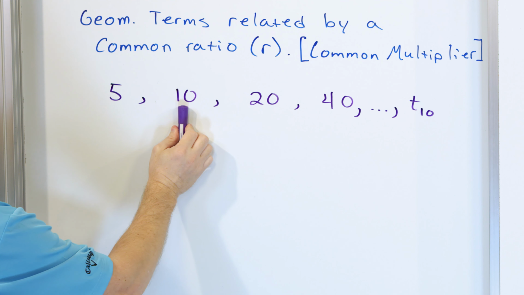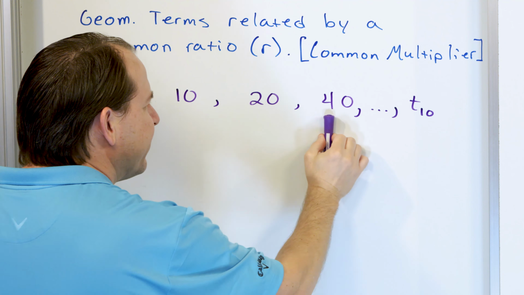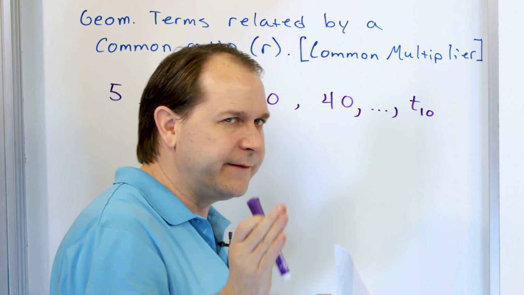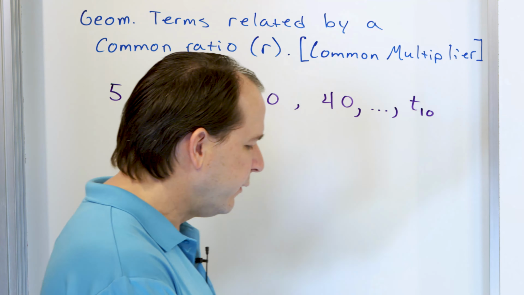Here I've added 5 to get 10, but to go from here to here I've added 10, and to go from here I've added 20. So all of the common differences between the terms are all different. So this is not an arithmetic sequence. So how do we know it's a geometric sequence?